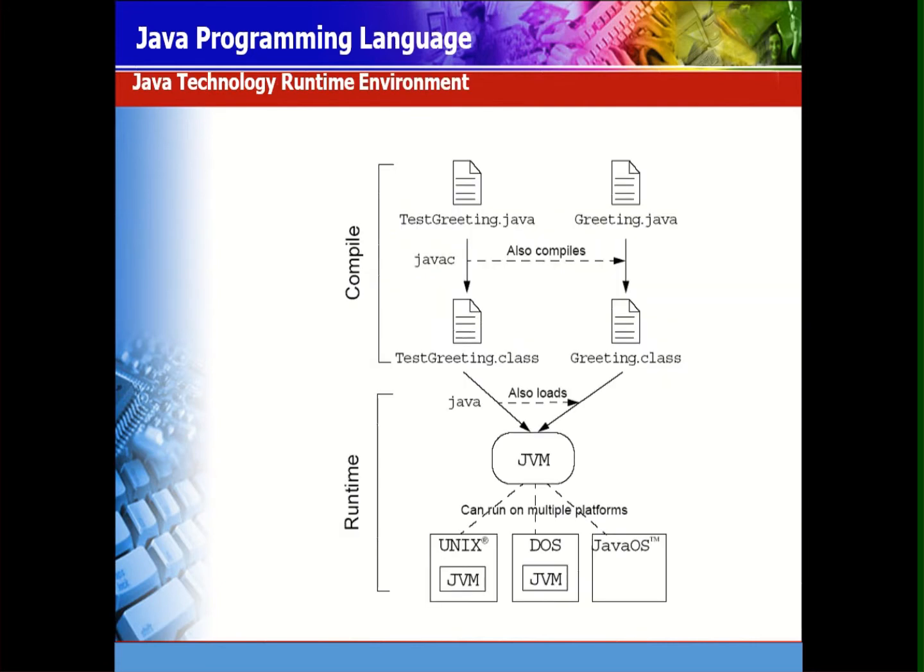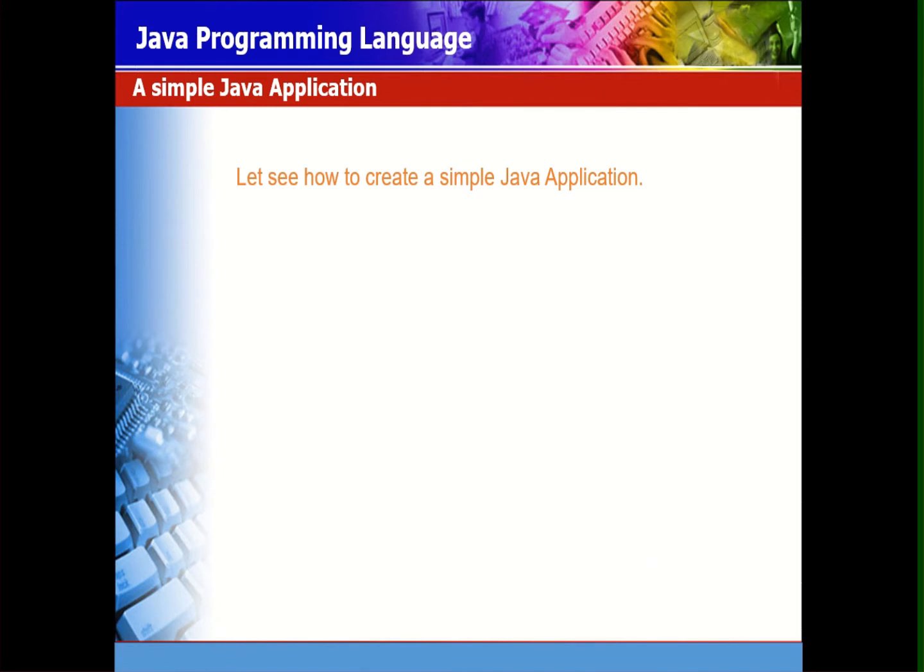Now this is the Java technology runtime environment, in which these are the Java files which are compiled by the compiler javac and converted to the class file. Then it is loaded by the interpreter and inserted in the JVM, which can run on multiple platforms. Like the class file can be run in any environment like Unix, DOS, Windows or Java OS. Now we will see how we can create a simple Java application.